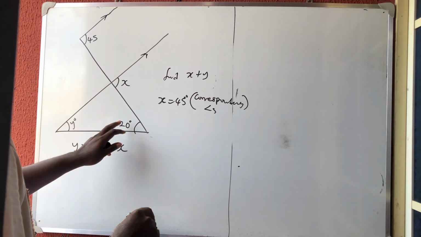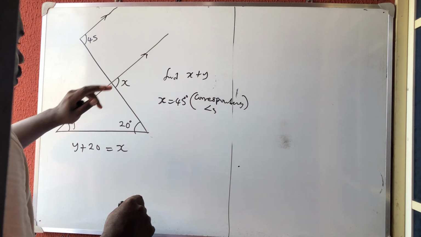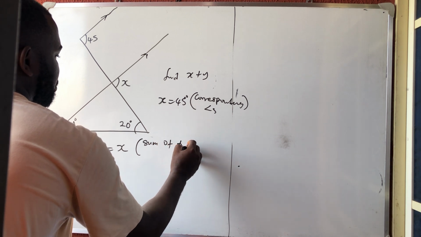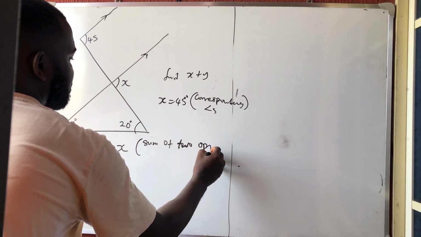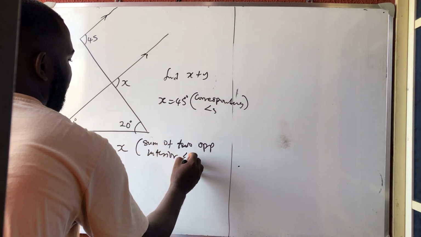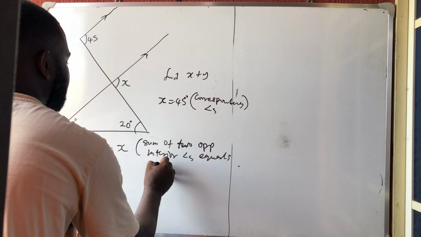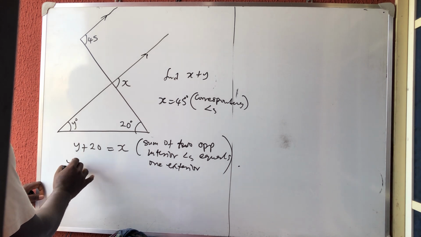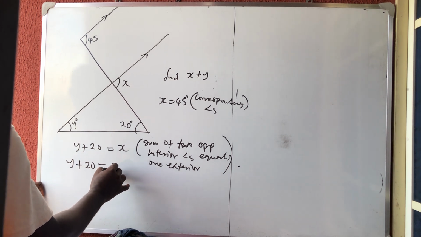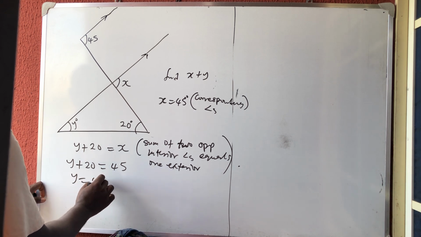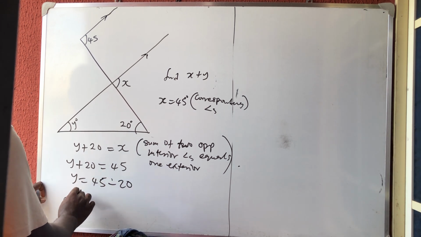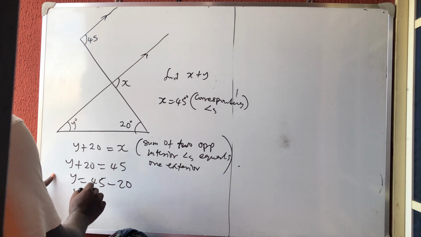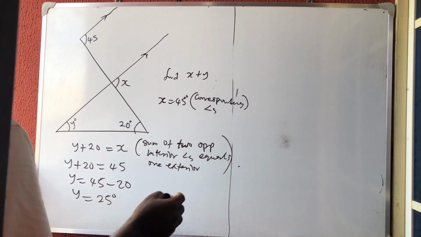It is called sum of two opposite interior angles equals one exterior. Don't forget, I taught you that. So therefore, my reason is sum of two opposite interior angles equals one exterior. So my y that I'm looking for plus 20 is equal to x, which is 45 that I've gotten. So my y is equal to 45 minus 20, which will give you 25. Okay? So I'm done.